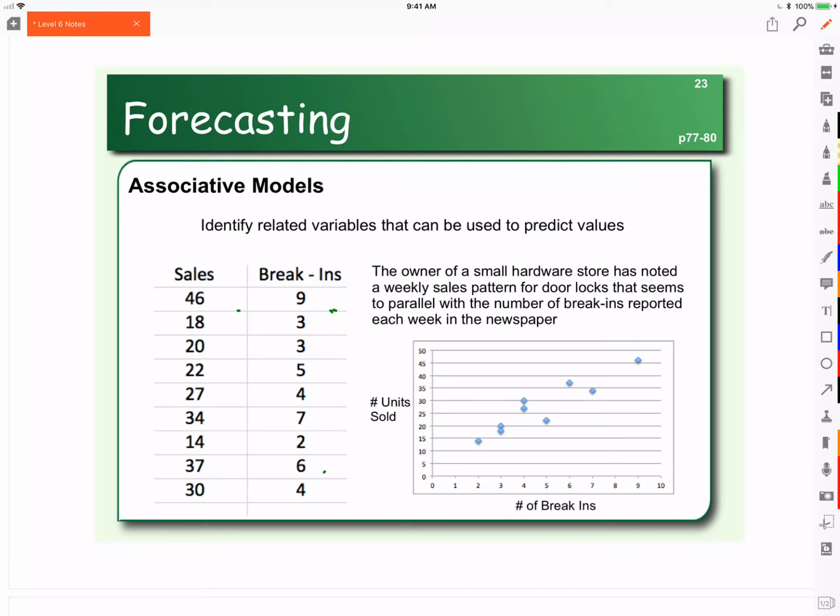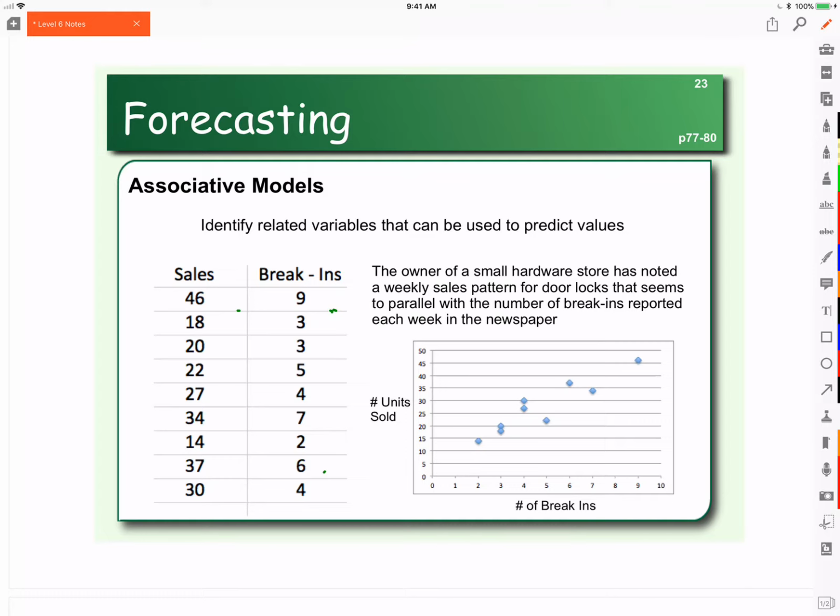We can forecast what will happen in terms of demand for our product or complaints or quality issues, not necessarily with time, or we could with time, but we could also do the forecasting with some other variable. So when you're forecasting and you're using another related variable, this is what is called an associative model.